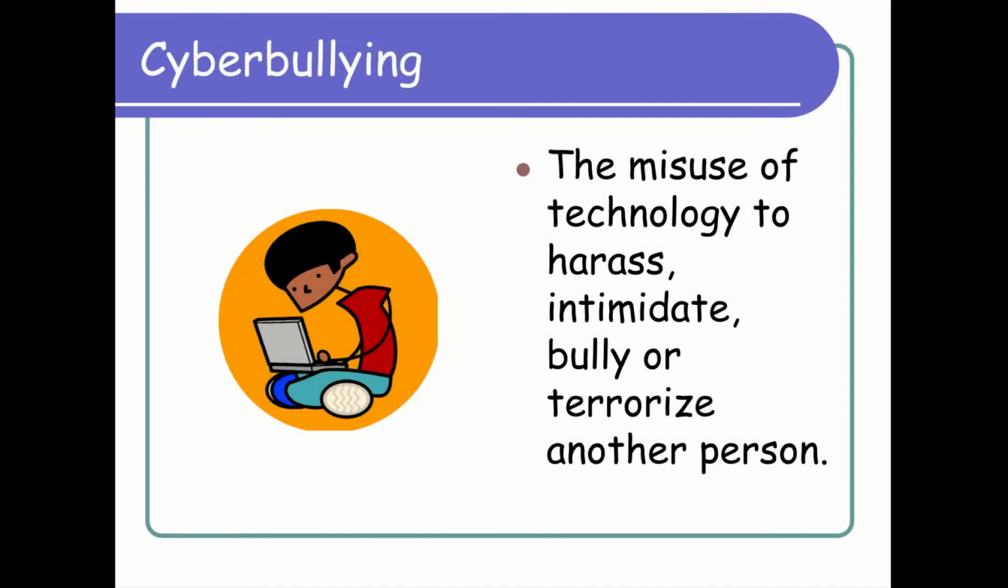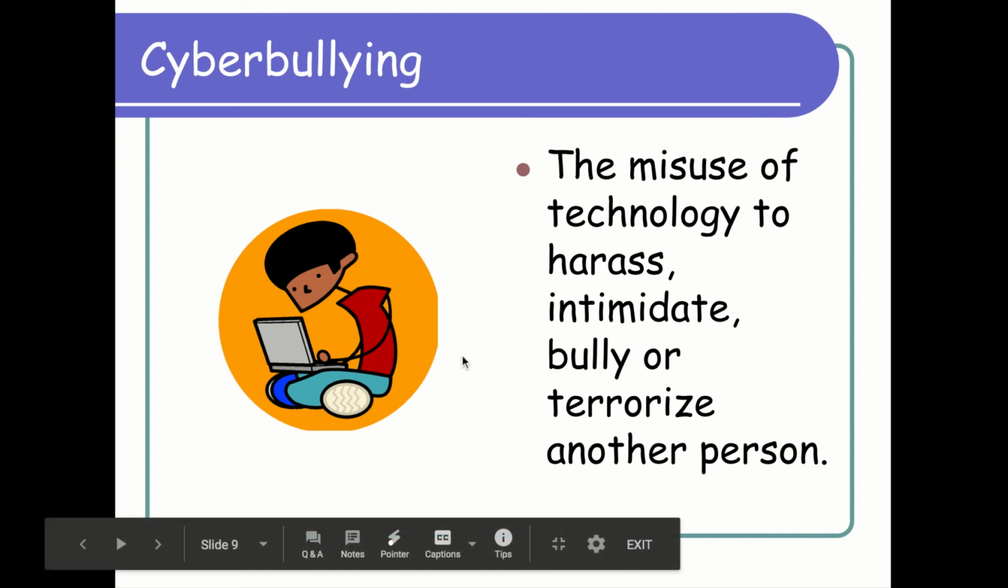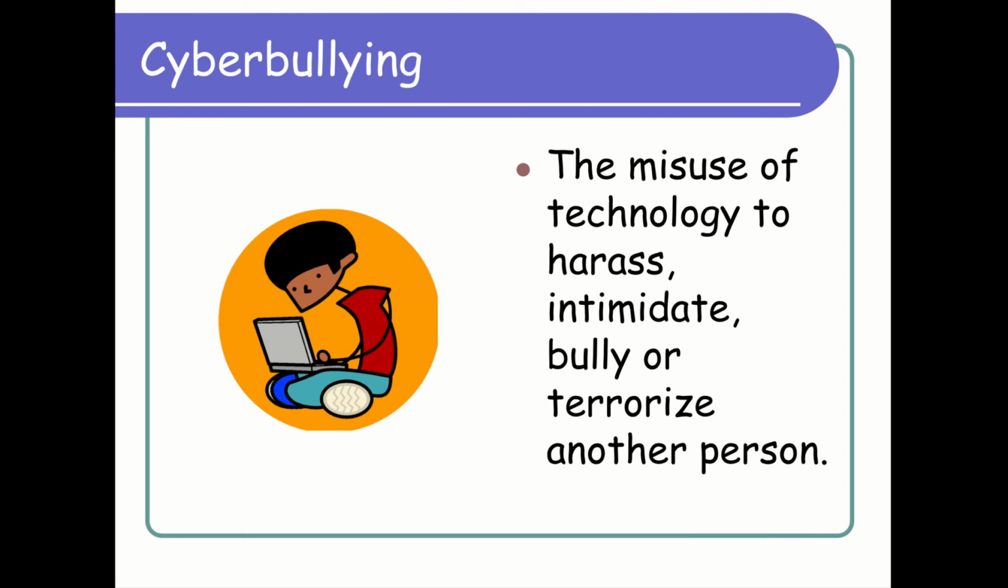Here's our definition. Cyberbullying is the misuse of technology to harass, intimidate, bully, or terrorize another person. So instead of saying it to their face, instead of using body language, or instead of physically touching them, cyberbullying is all through the use of technology, whether it's phones, laptops, different things like that.